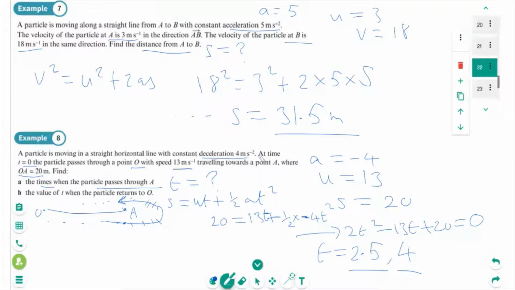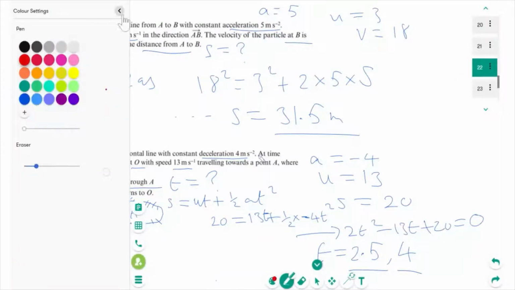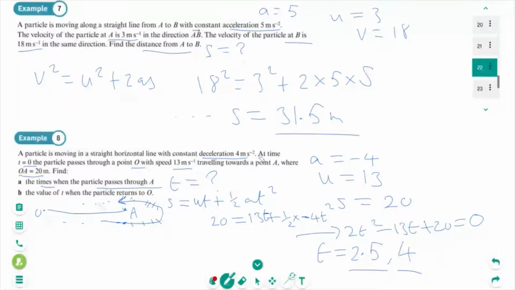Then part B, find the velocity when the particle returns to the origin. When the particle returns to the origin, S is equal to 0, so its displacement is 0. So in part B, it returns back to its starting position, we know that the displacement is 0. It's back at its starting point, and all the other values are the same. So you've got U equals 13, A equals -4, and you want to find T.